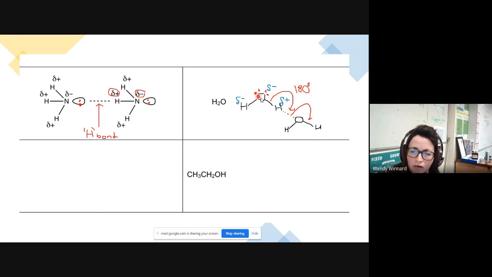Think about your VSEPR repulsion theory. The hydrogen bond will repel as far away from the covalent bond as possible, and this covalent bond will repel from that. So your 2 water molecules should be in line like that. It's really important you draw it like that.